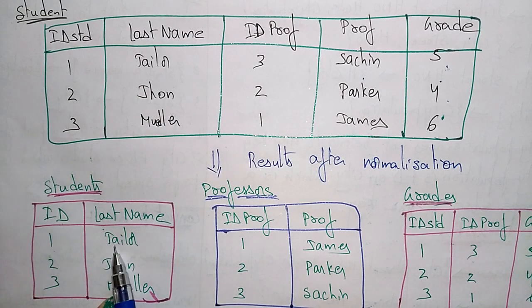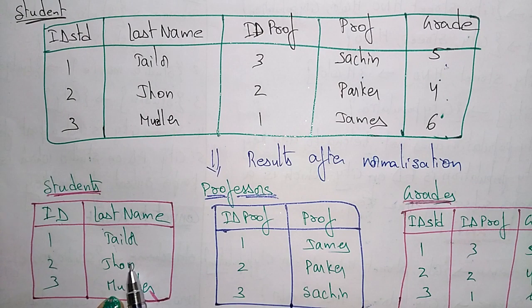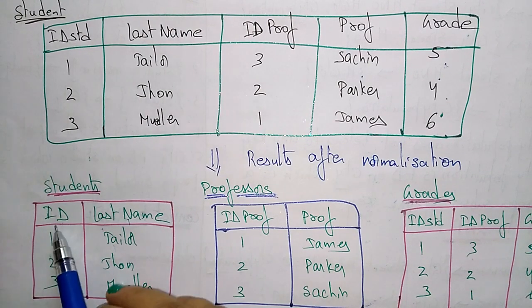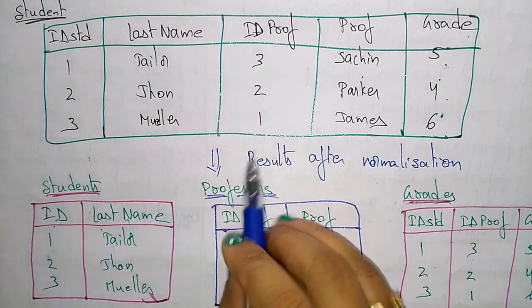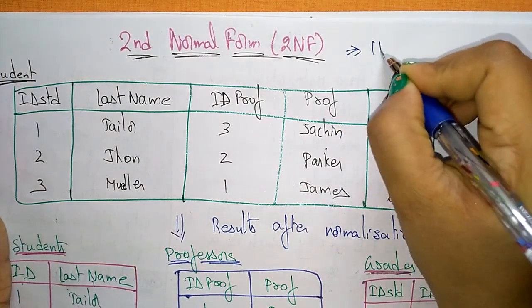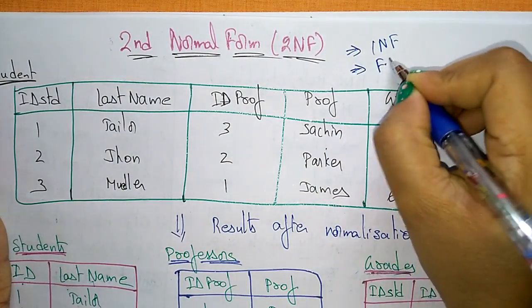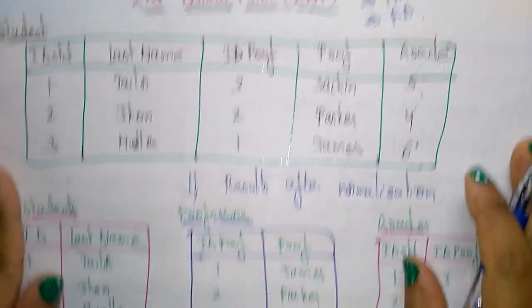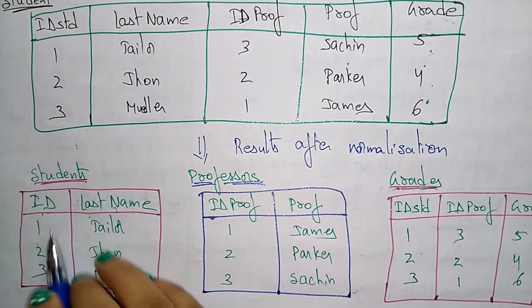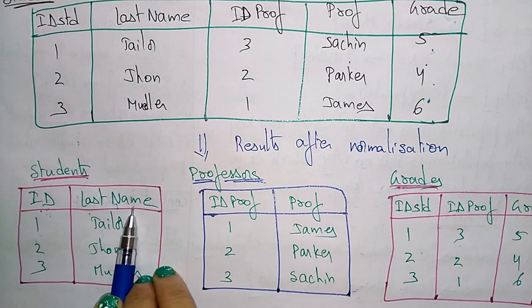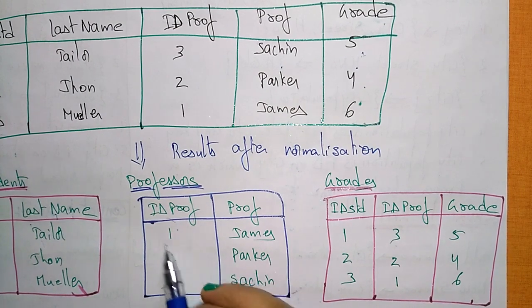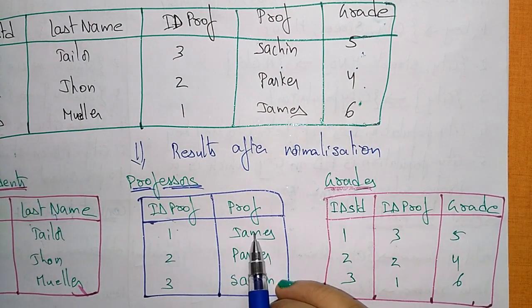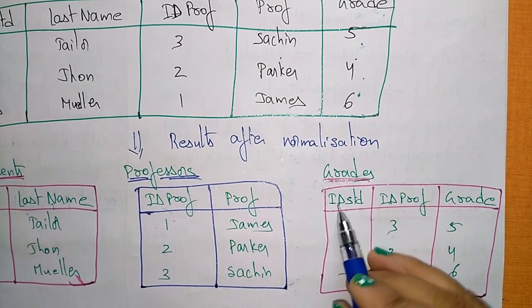This table is in 1NF, and here the last name depends upon the ID, which means a functional dependency relationship exists. 2NF is nothing but being in 1NF and also having a functional dependency relationship. So last name is dependent on ID, meaning ID determines the last name. In the same way, the professor ID determines the professor: with the help of the professor's ID, we can determine who the professor is and his name.